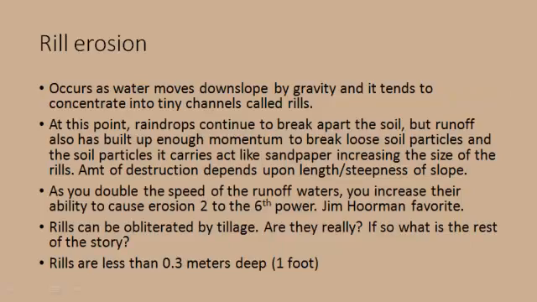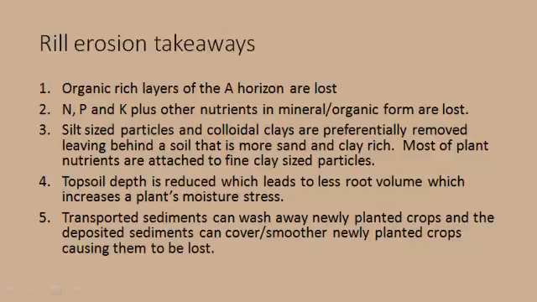Now, the takeaways from rill erosion is you're losing the organic rich layers of the A horizon. You're losing nutrients like nitrogen, phosphorus, potash, and other. But you're also losing the silt size and the colloidal clays, which hold your nutrients. And these are moved preferentially, leaving behind a soil that is more sand and clay rich. Your topsoil depth is decreasing, which leads to less rooting depth and more plant moisture stress.